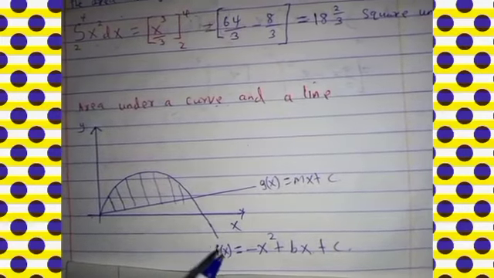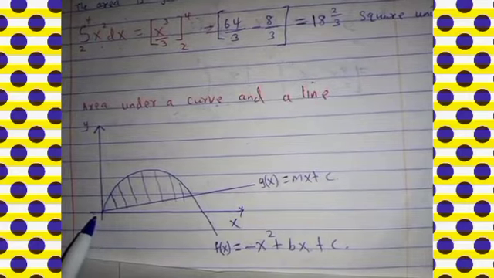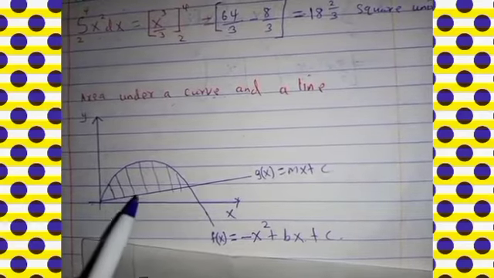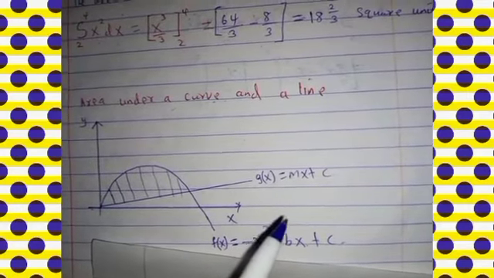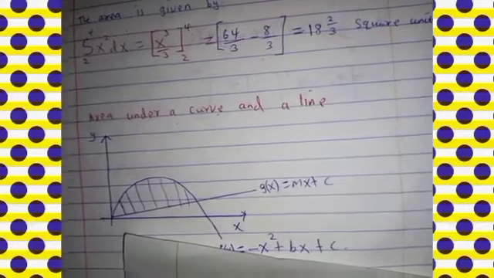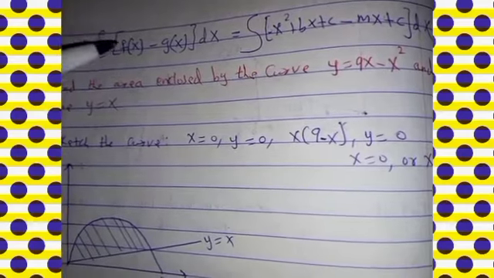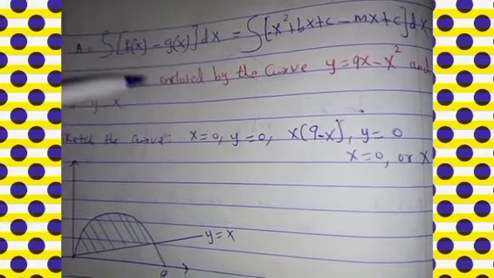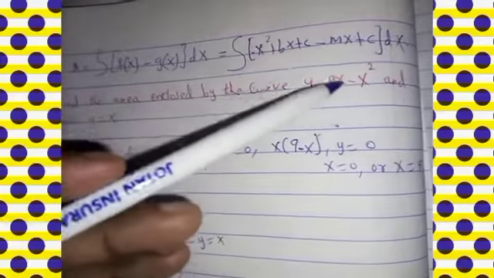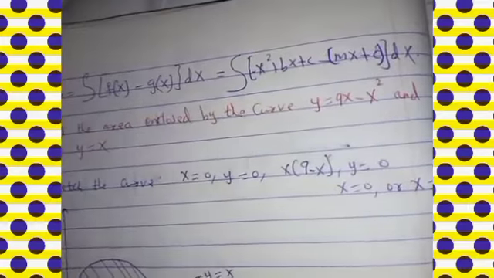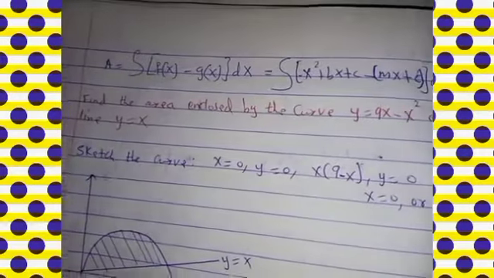To get the area, you calculate the area under this curve by integrating this function. Then you subtract the area occupied by this line as shown below. So we are going to integrate the function f of x minus g of x with respect to x. We substitute them here, as I have done for you, in one bracket. So you integrate the difference.